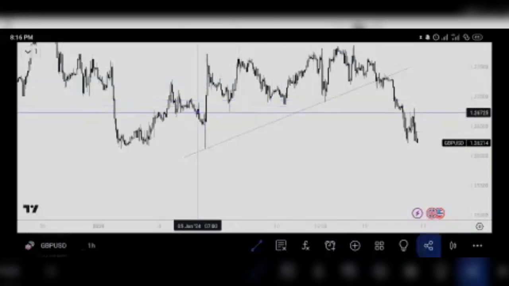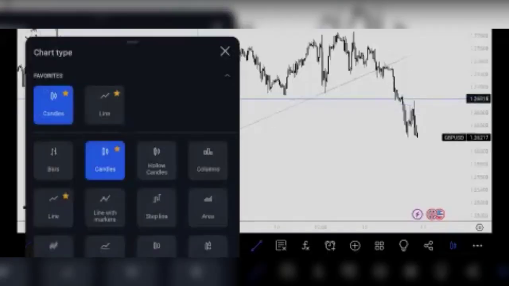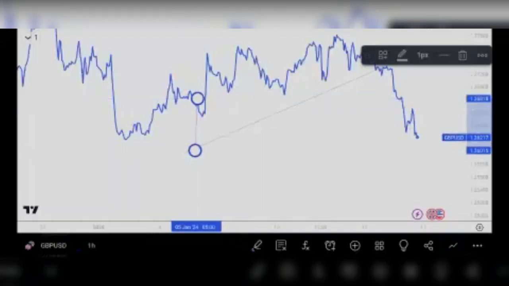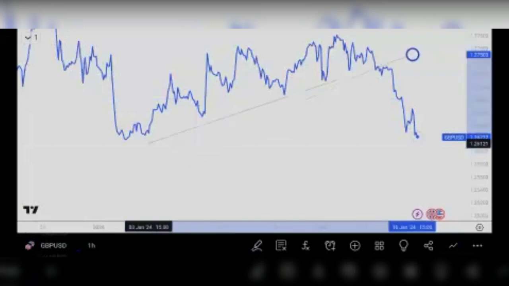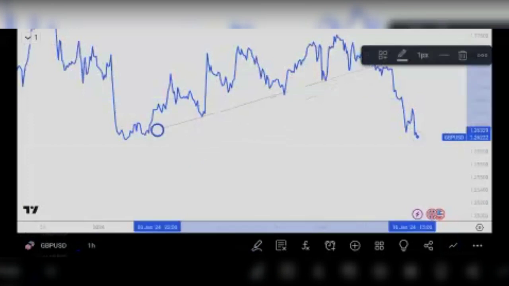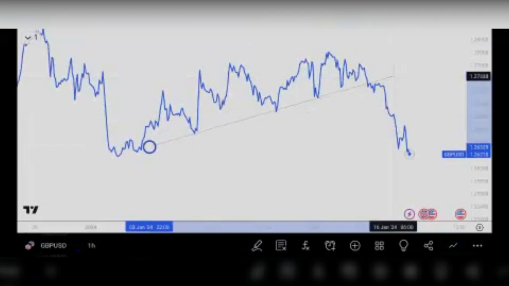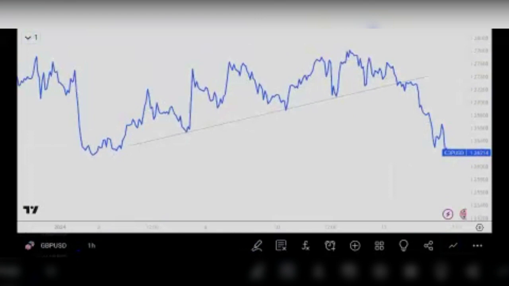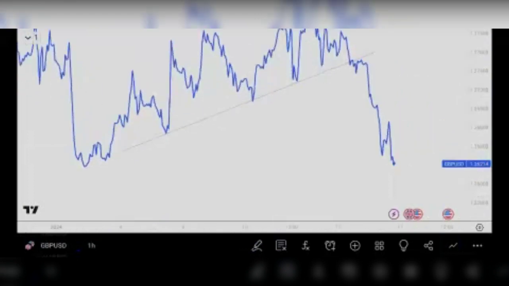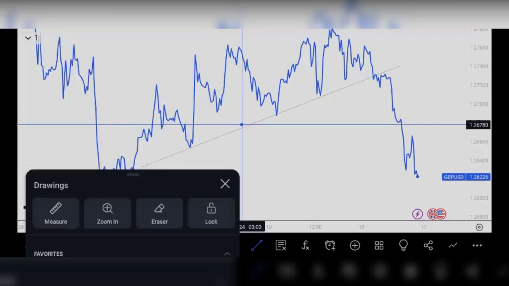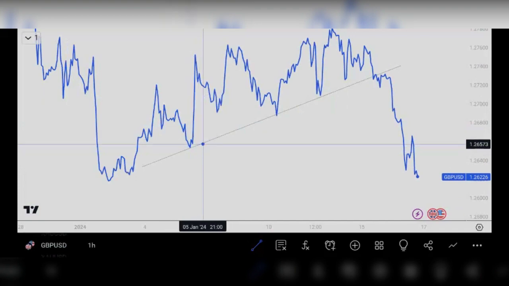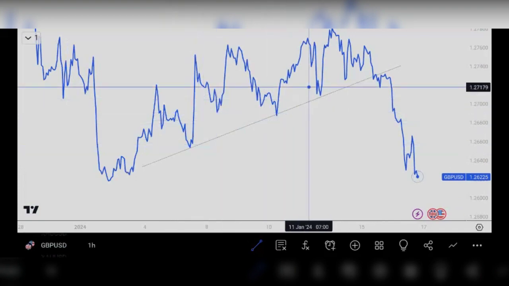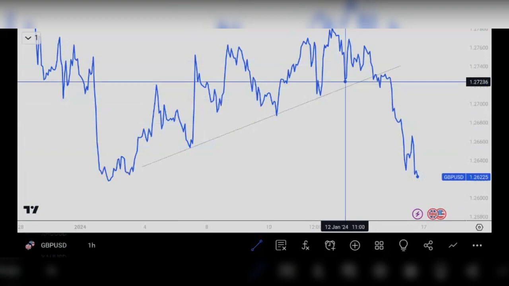But now, when you switch back to the line chart, what can you see? You can actually see that we have a perfect touch here. See how it happened. A perfect example of support and resistance. Now look at what happened here. We have the first touch, second touch, third touch. At this point we have price coming here to react from it.